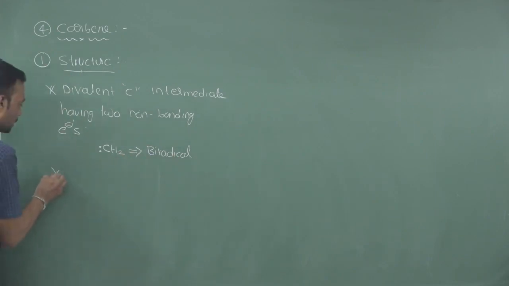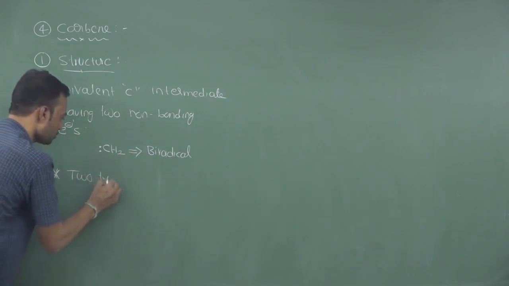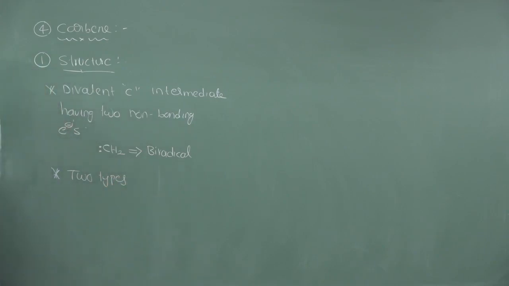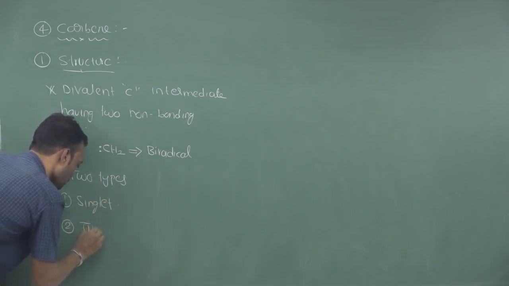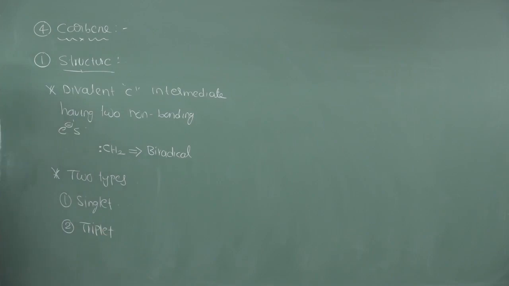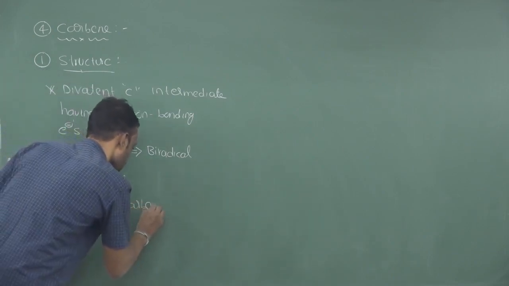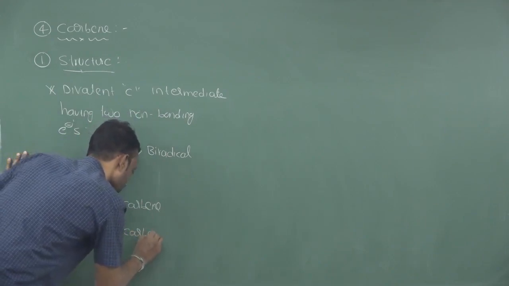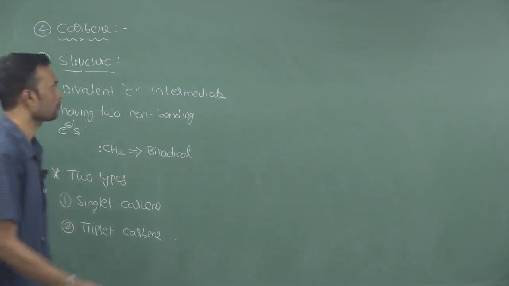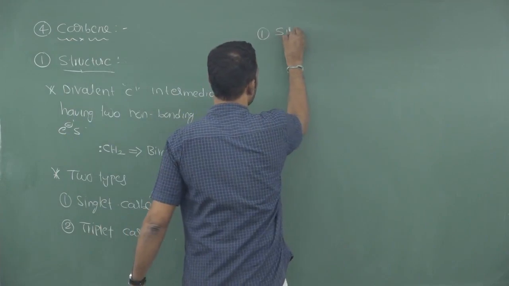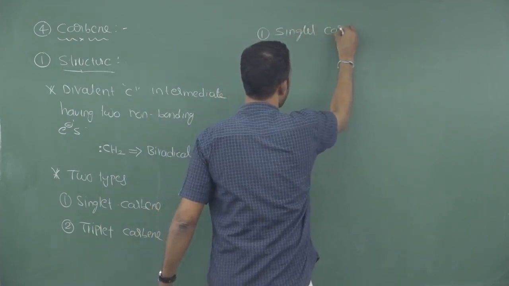Okay. So generally carbenes are classified into two types. First one is singlet carbene, second one is triplet carbene. How many types of carbenes are there? Two types, singlet as well as triplet. First, singlet carbene.